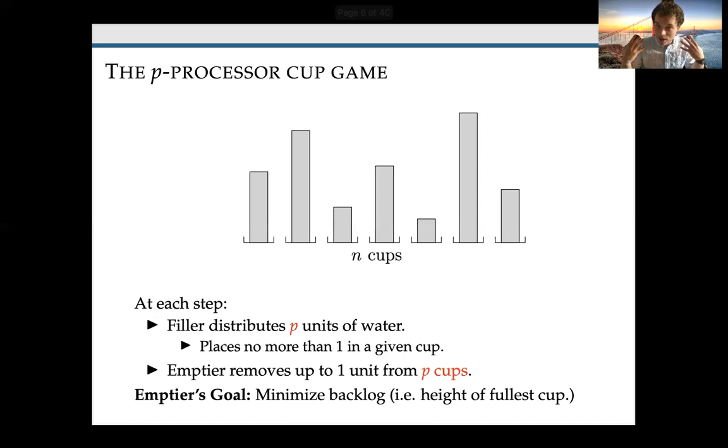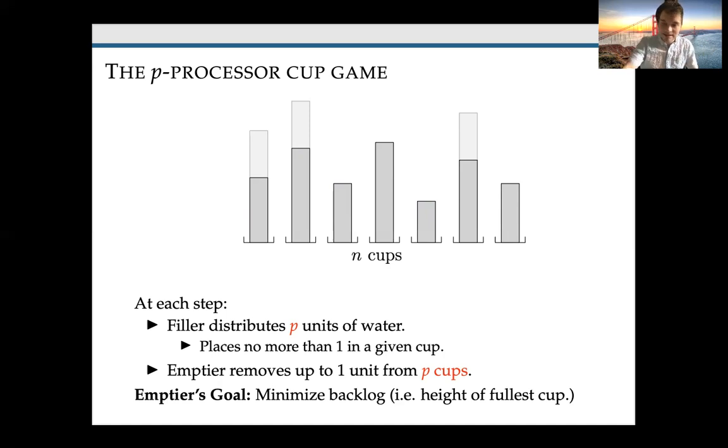In fact, often we think about a slightly more general game called the P-processor cup game. This models the multiprocessor version of the scheduling problem we just described. In the P-processor cup game, the filler places not just 1 unit of water into the cups, but P units of water, for some parameter P. The only constraint is that the filler can place at most 1 unit of water into any given cup. And then the emptier selects not one cup, but up to P different cups, removing up to 1 unit of water from each of them. Here you can think of the emptier as representing a computer that has P cores and can run P distinct tasks in each discrete time step. And again, the goal is to minimize backlog.